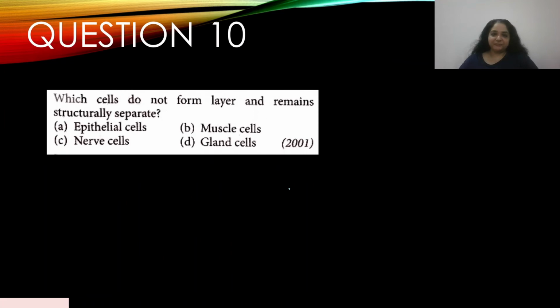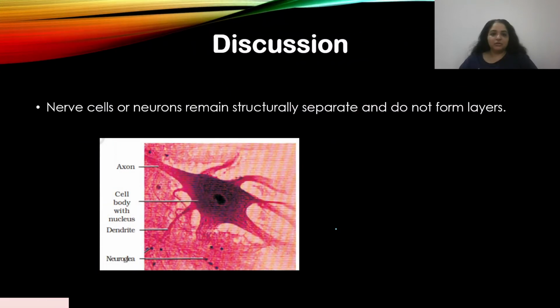Question number 10. Which cells do not form layer and remain structurally separate? This appeared in 2001. A, epithelial cells, B, muscle cells, C, nerve cells, D, gland cells. The cells that do not form a layer and remain structurally separate are nerve cells. C, neurons remain structurally separate. Answer is C. Here you have a typical diagram for neurons, taken from NCERT, so this should be familiar to you. Nerve cells or neurons remain structurally separate and do not form layers. So this was a very obvious answer. Let's move on then.